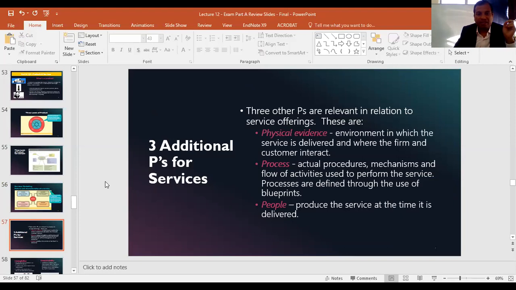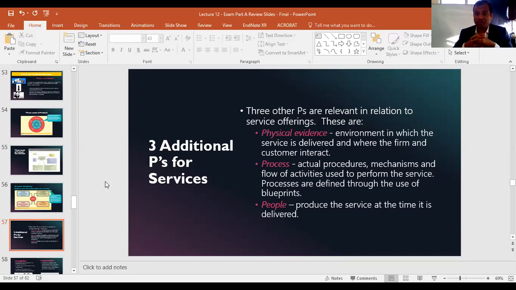Additional piece of services. I think I suggested many times that we have three additional P's, because nowadays we are talking about product and services together. These three P's exist because of the service nature of the services. So the physical evidence, your ambience, physical appearance are very important.